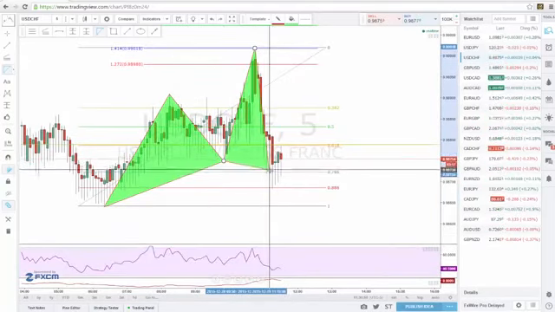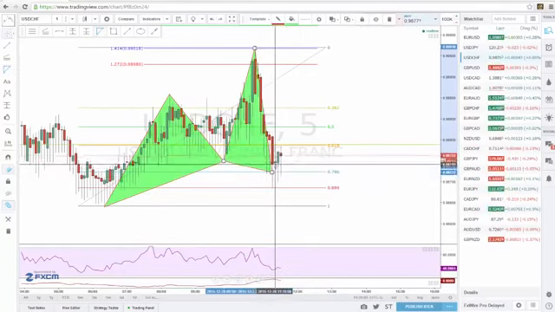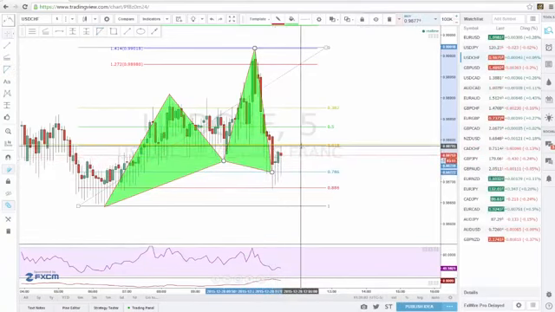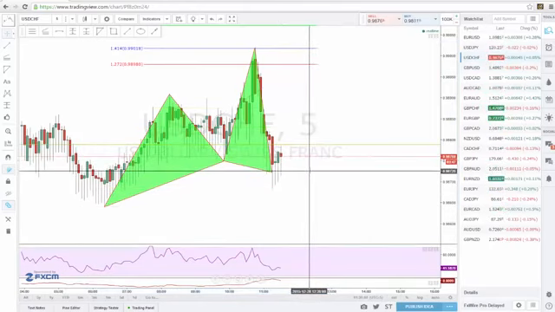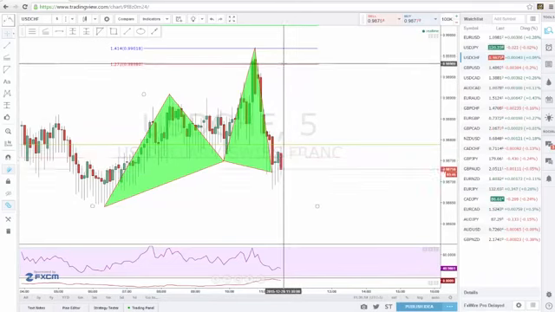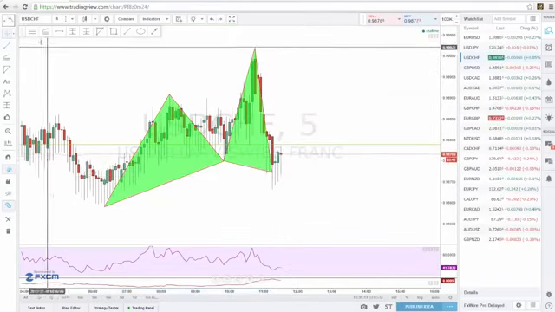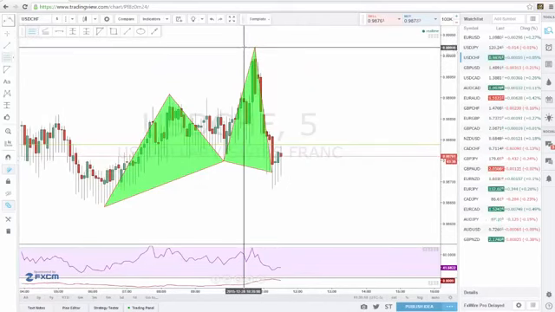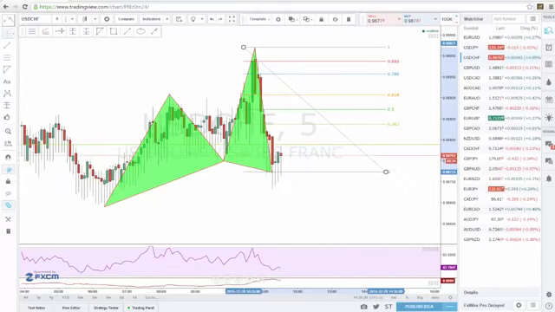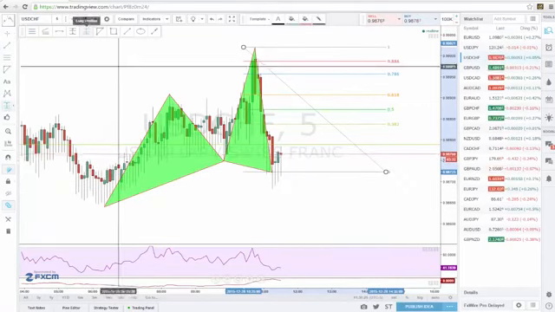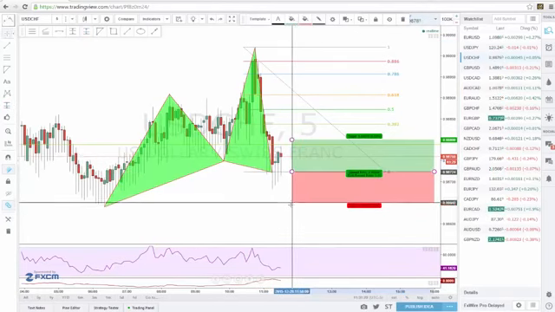Down here to the 786, and as you can tell, this cipher pattern is already completed but has not yet come up to hit targets. So what I'm going to do is place a limit order down at the 786 right here and see if this market can come back down and retest this level before going up and hitting targets. Targets will be at the 382 retracement, and stops will be just below X.